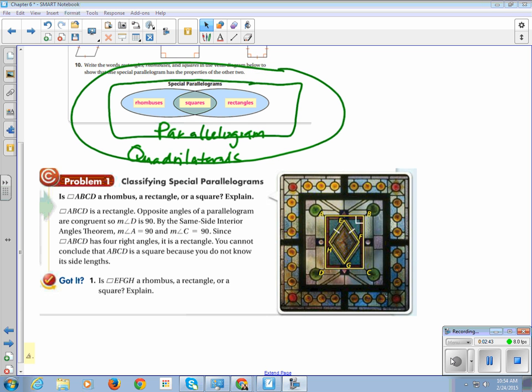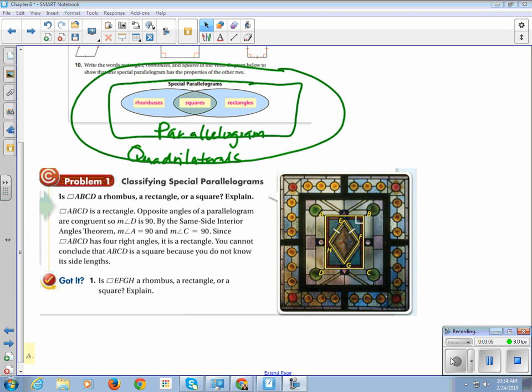So let's look at this nice little problem. It's asking us if this quadrilateral ABCD is a rhombus, a rectangle, or a square. And we are saying that ABCD is a rectangle.